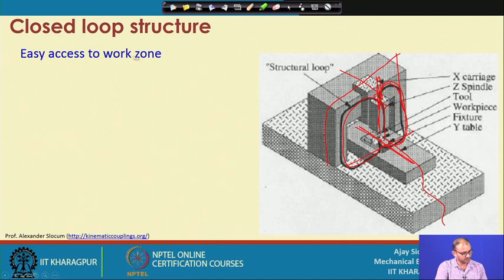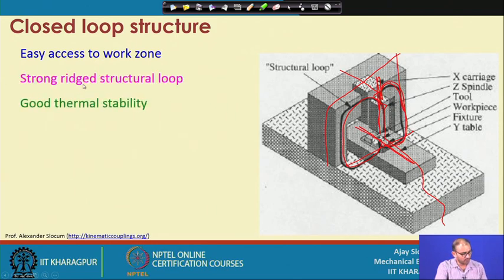There is easy access to the work zone, because here you can see that you have a large area and you can easily access most of the things here, and a strong and rigid structural loop. So, here we have this structural loop, it is very strong, because now it is combined from both sides, it is supporting from both the sides, and this is actually at the center. So, it should not create any problem, and very good thermal stability, because we know that each and every material has some thermal expansion coefficient.